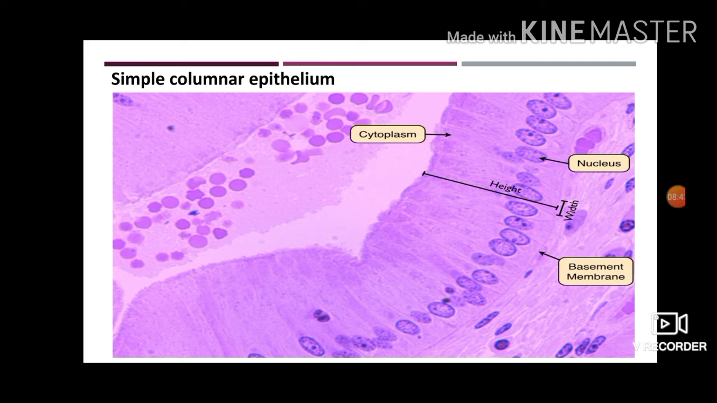Now where are they present, what is the location? They are present mainly in the lining of the small intestine. Now why are they present there? Because the main function is absorption. Which kind of absorption? To absorb nutrients from the lumen of the intestine, and that is why they are present in the lining of the small intestine.